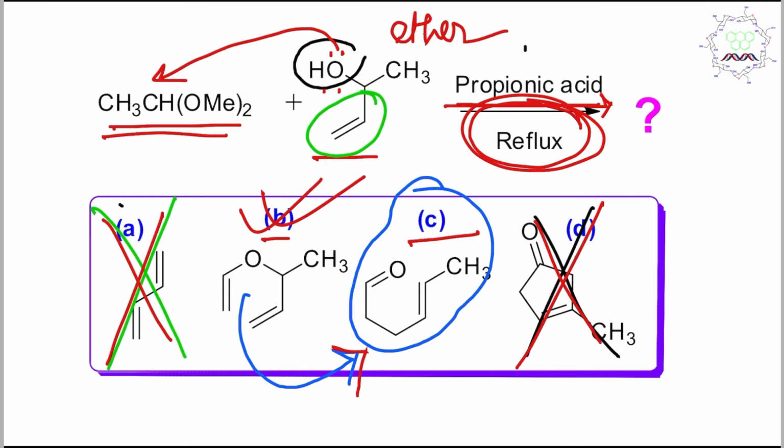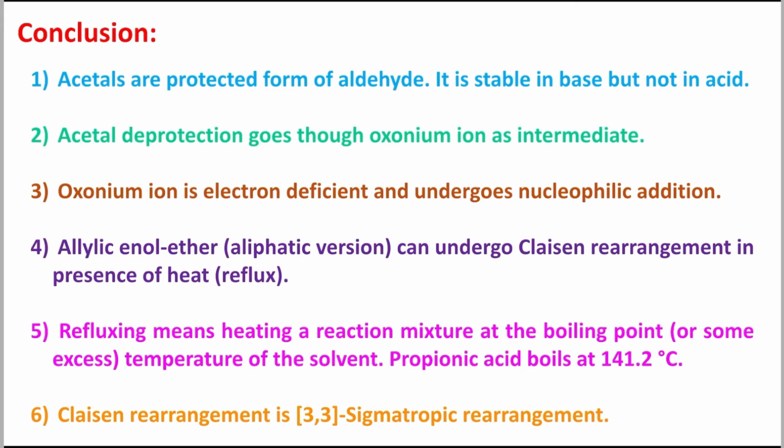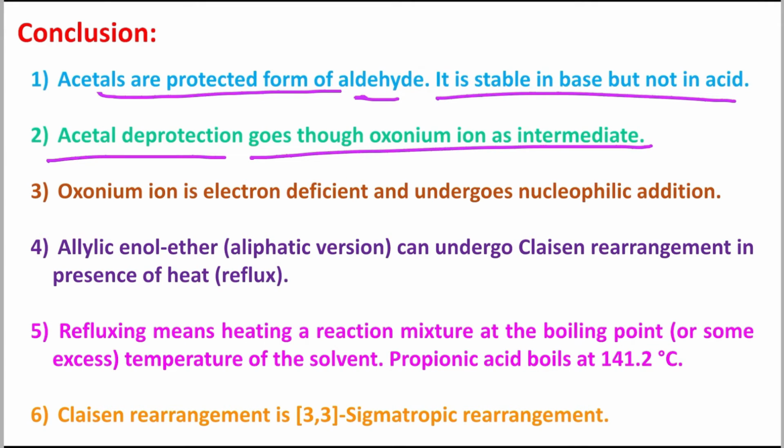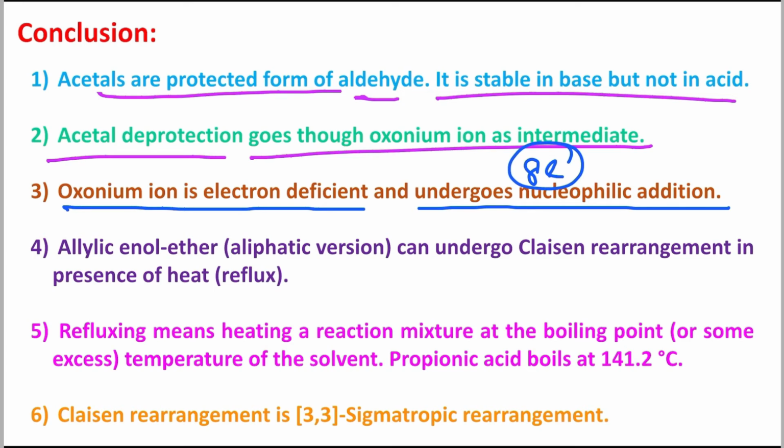So this is the overall discussion, and in conclusion, what you have learned today is that acetals are the protected form of aldehyde, and it is stable in base but not in acid, and that's why acetal deprotection under acidic medium is possible, and it goes through an oxonium ion as intermediate. And the oxonium ion is actually electron deficient, and that's why it can undergo nucleophilic addition. But remember, because of oxonium ion formation, every atom has 8 electrons filled, because a carbocation is actually a 6 electron species, but because of this conjugation that electron deficiency is somehow neutralized.